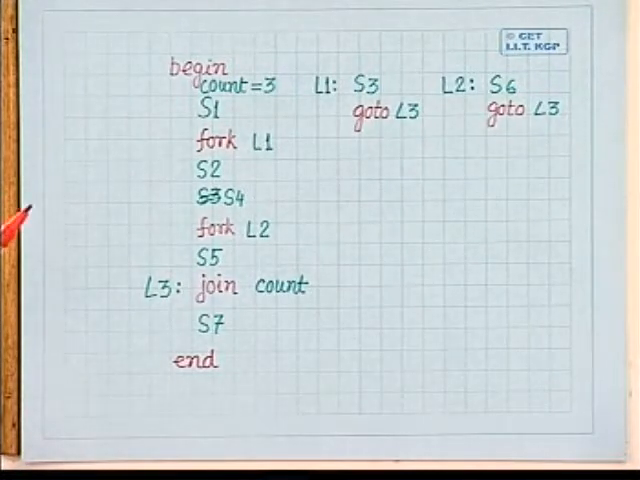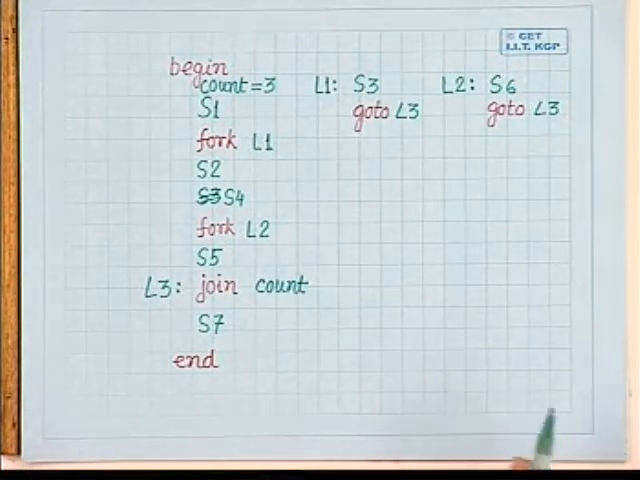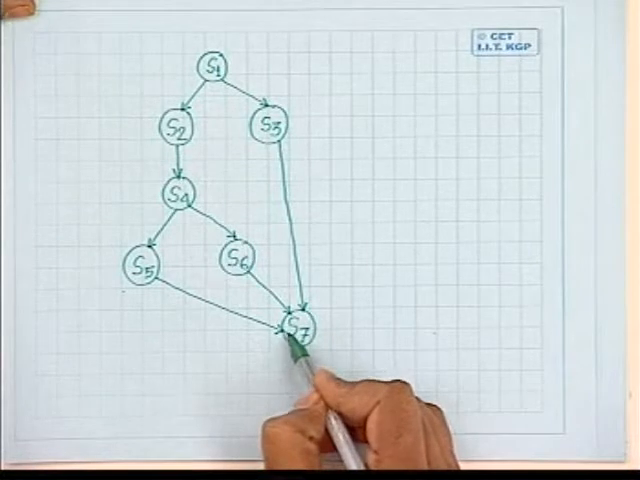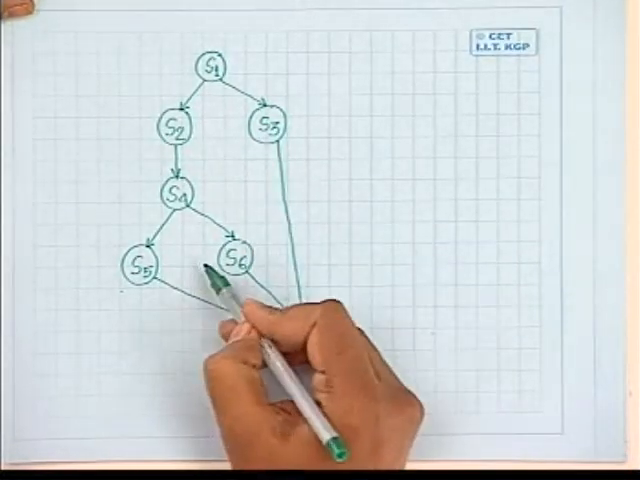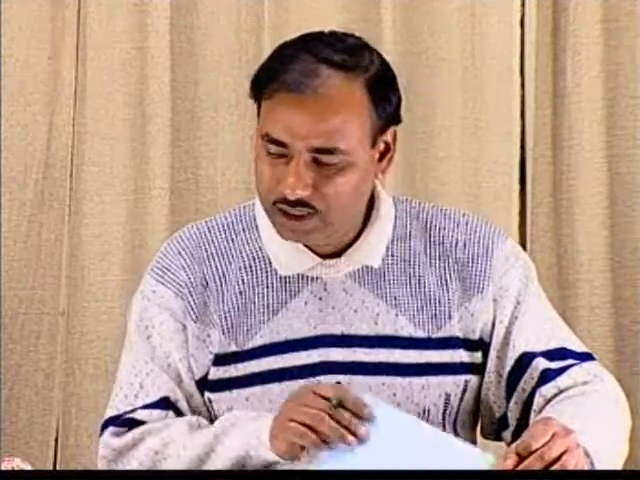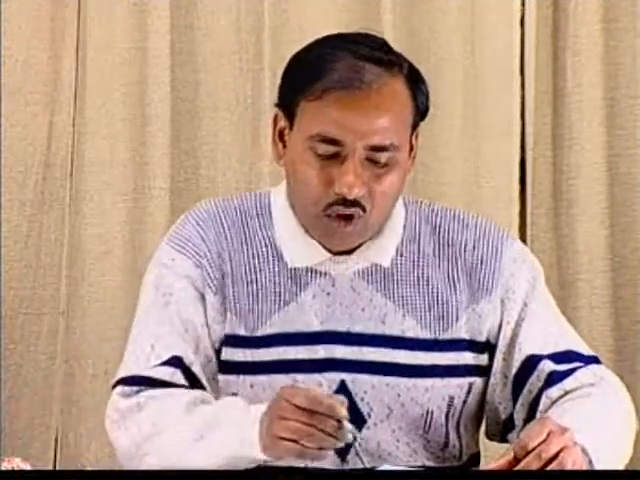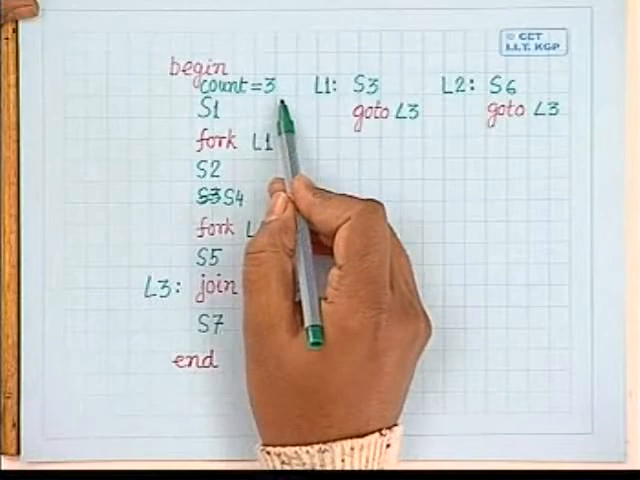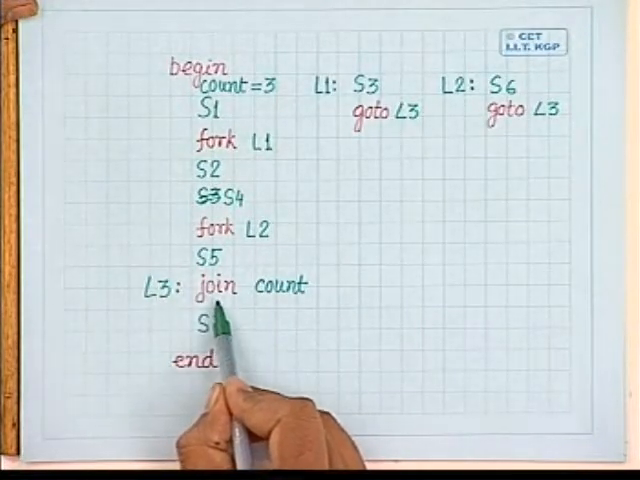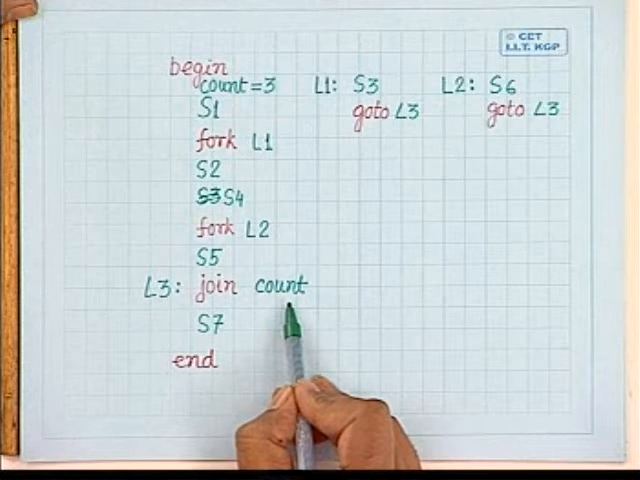How do you initialize the count? After studying your precedence graph, you find that at this point, all these 3 processes are to be combined to give you a single process. That means 2 processes have to be terminated and 1 process has to continue to execute statement S7. That is why I have initialized the value of count to 3, indicating that 3 processes are to be combined at a point. And the join statement has to work with this count argument.